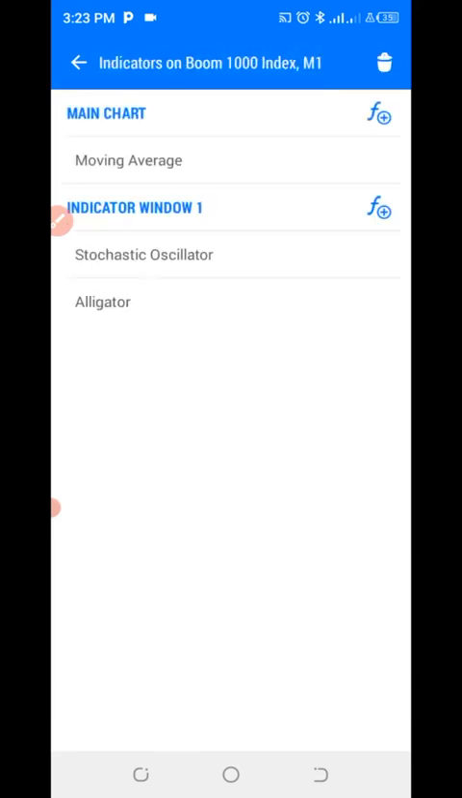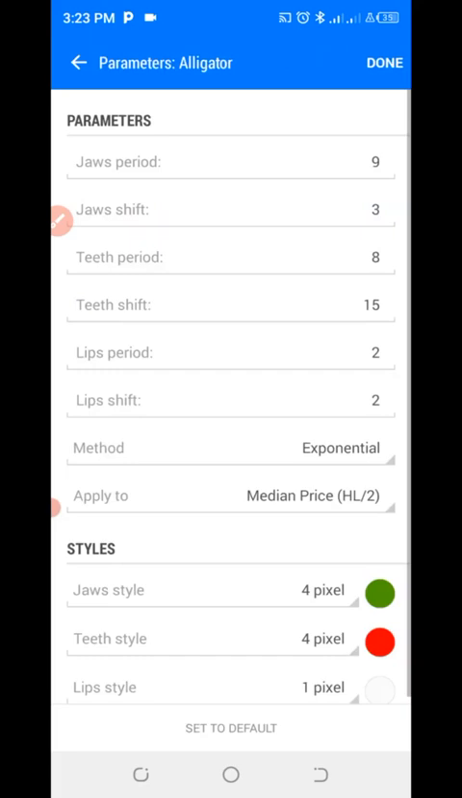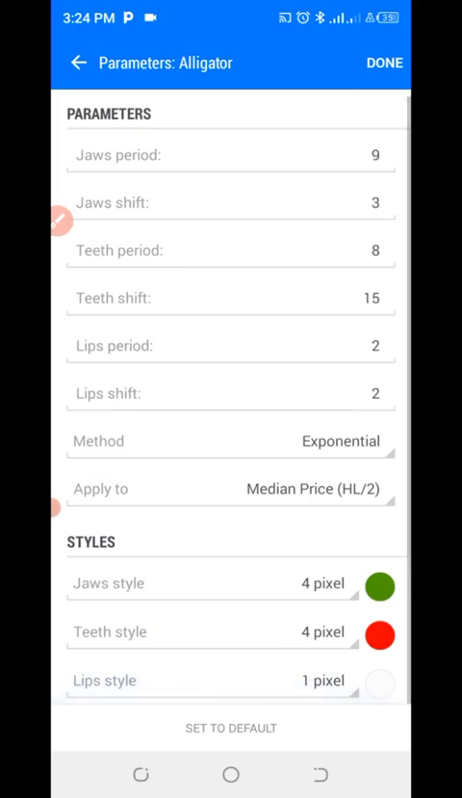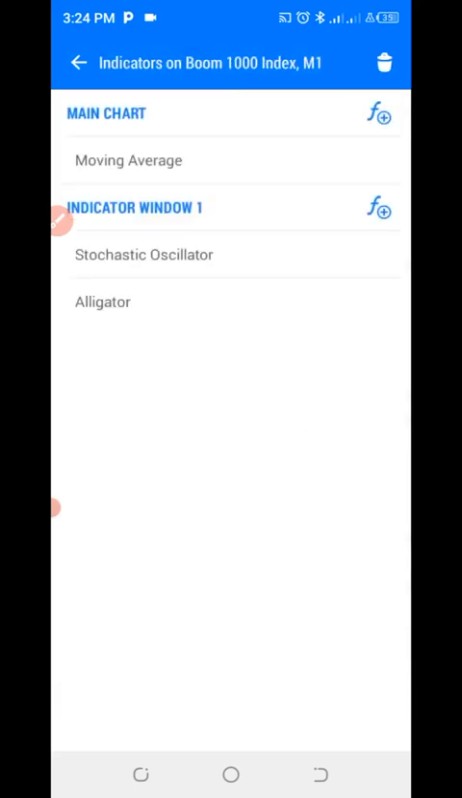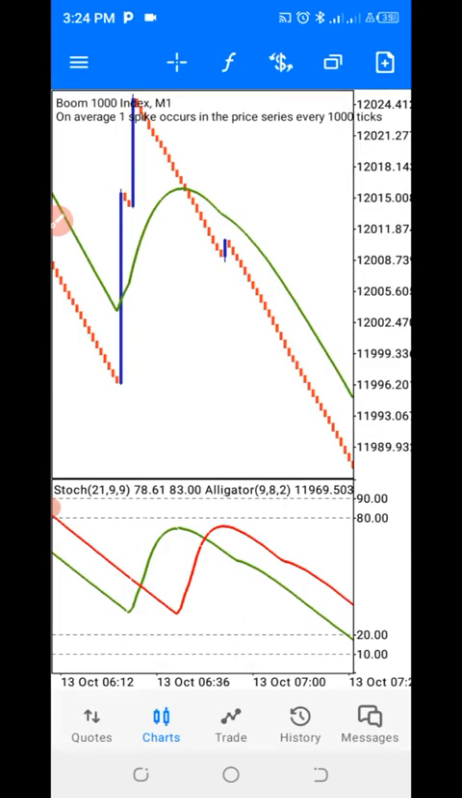After that, you add the last moving average, which is our alligator. For the alligator, the jaw period is 9. Just follow the settings that we have here. Then the method is exponential, apply to median price, high and low divided by 2. Once you are done, you click on done, and then you have your chart like this.